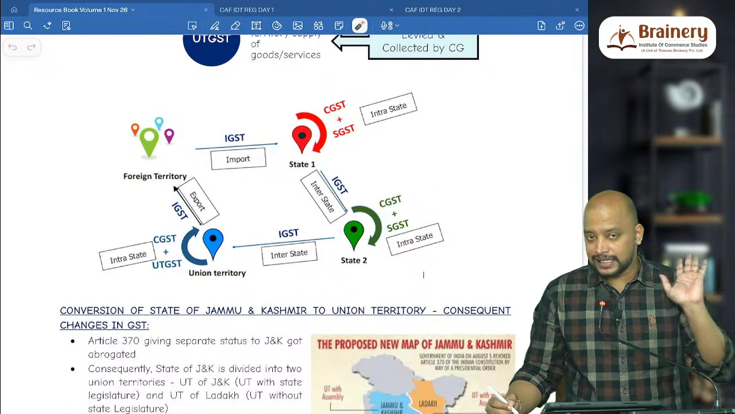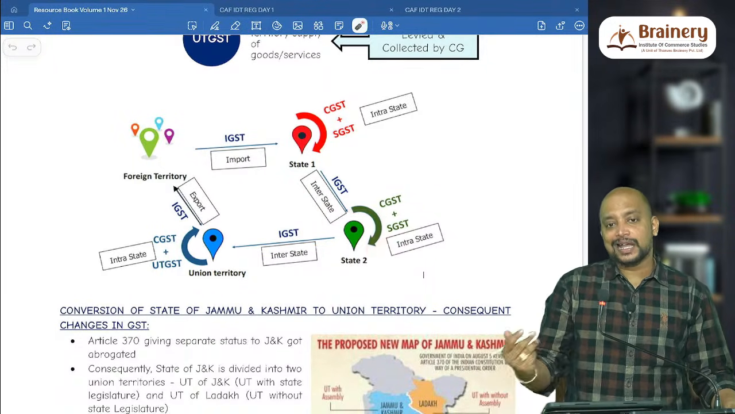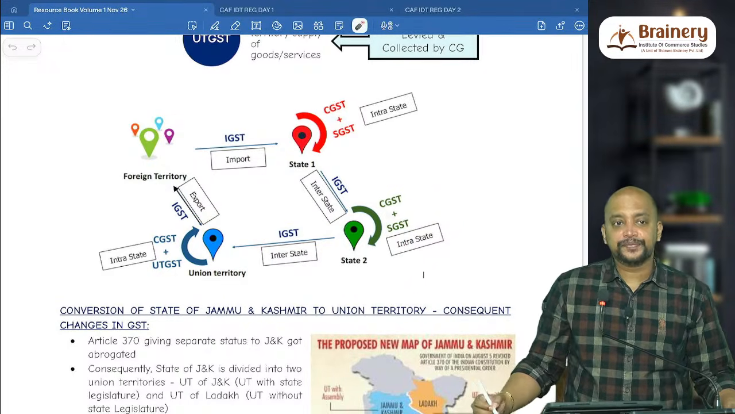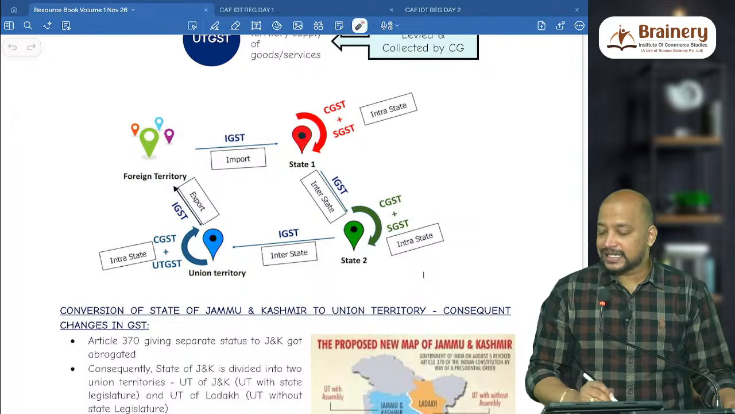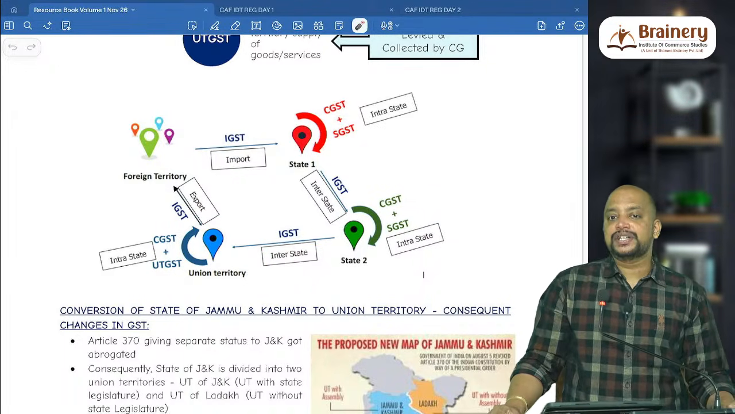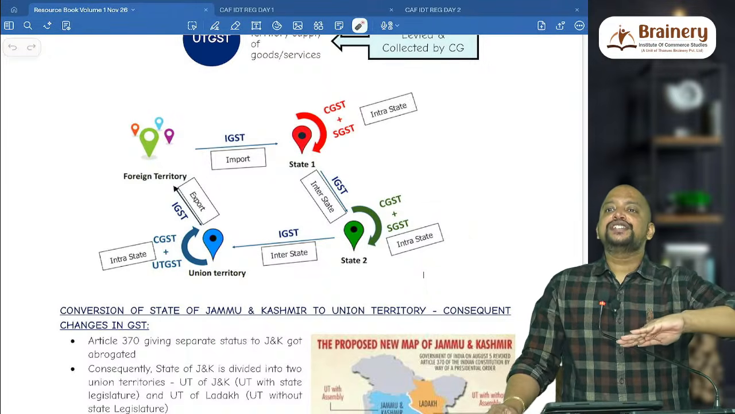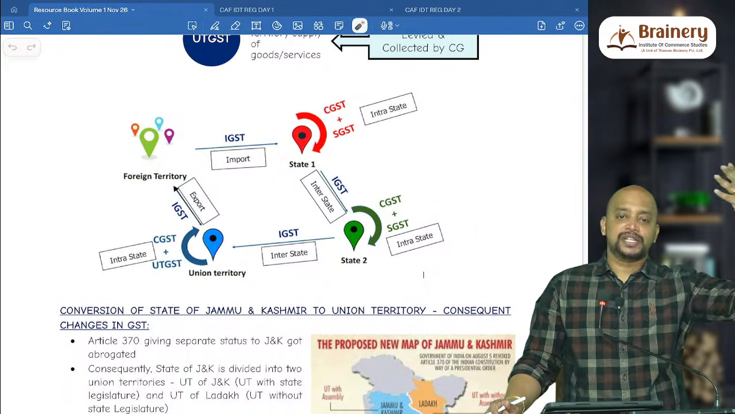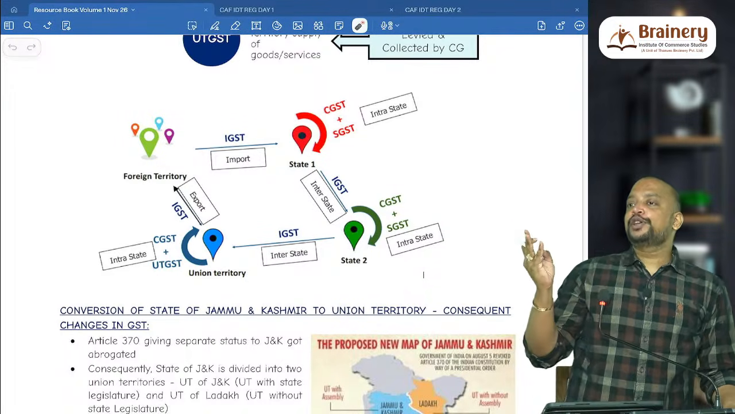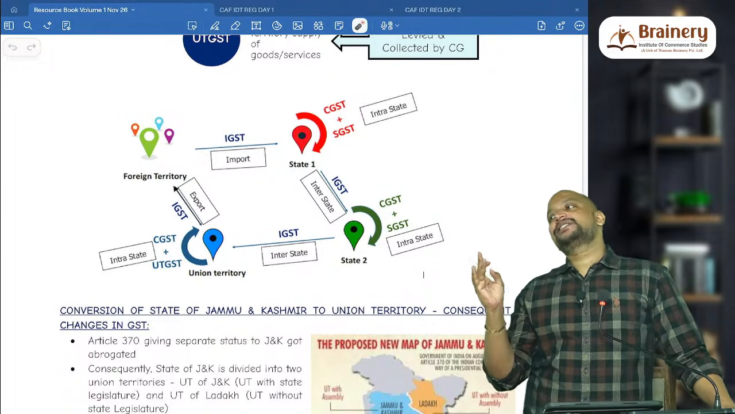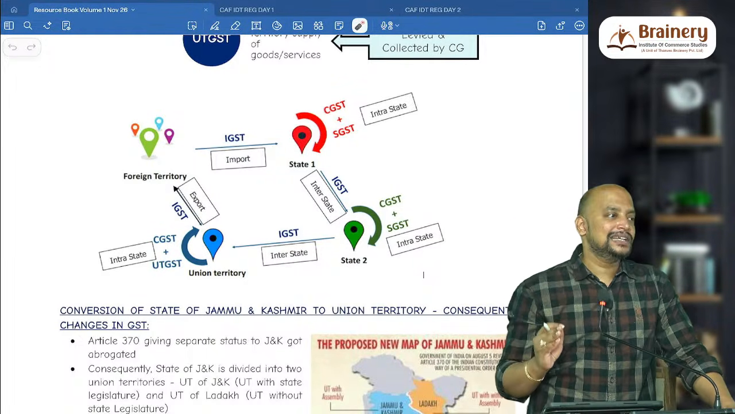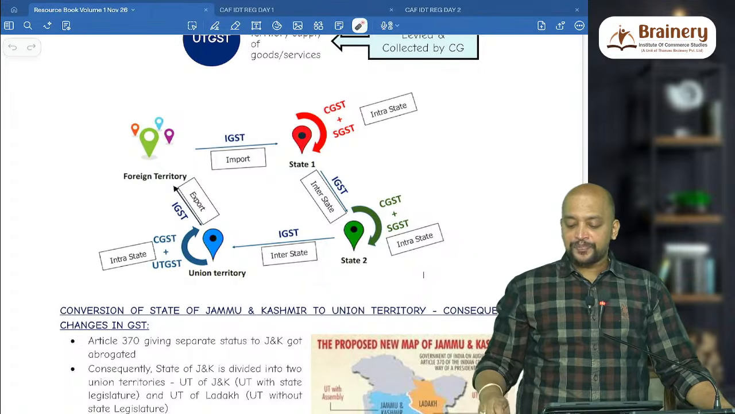Interstate, IGST. Within state 2, again intrastate, CGST, SGST. State 2 to union territory, IGST, because it is interstate. Within union territory, CGST plus UTGST. Now, whenever there is export of goods or export of services, again IGST will be applicable. Is it clear? So on import of goods, import of services, export of goods, export of services, what is the type of GST? IGST will be applicable.